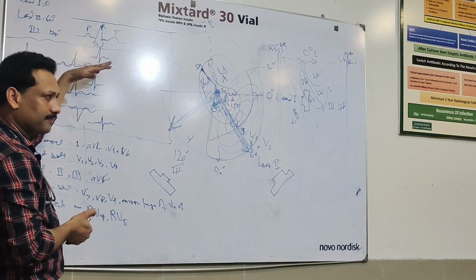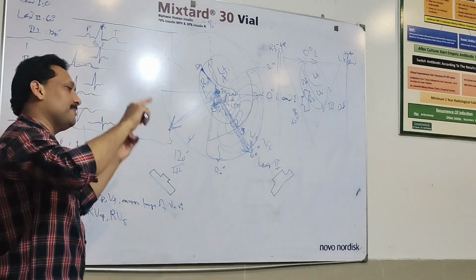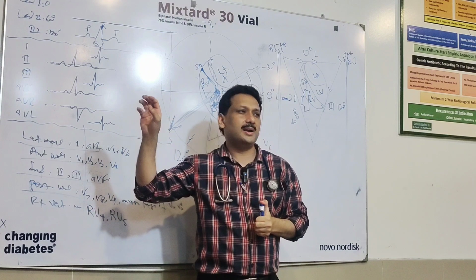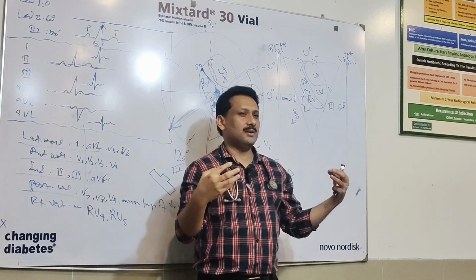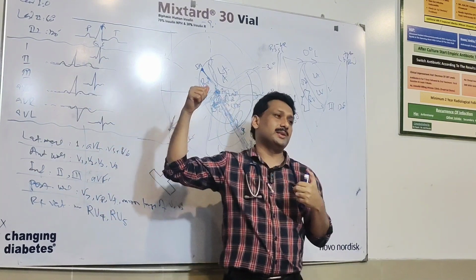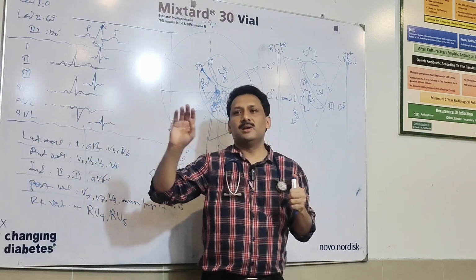AVL, half above the baseline, half below the baseline. AVR, exactly opposite to it. That's the whole story behind ECG basics. We were just seeing a human being where we were placing these electrodes, and this is how we interpret all these things for a beginner. And now the 6 chest leads, and we'll finish here.